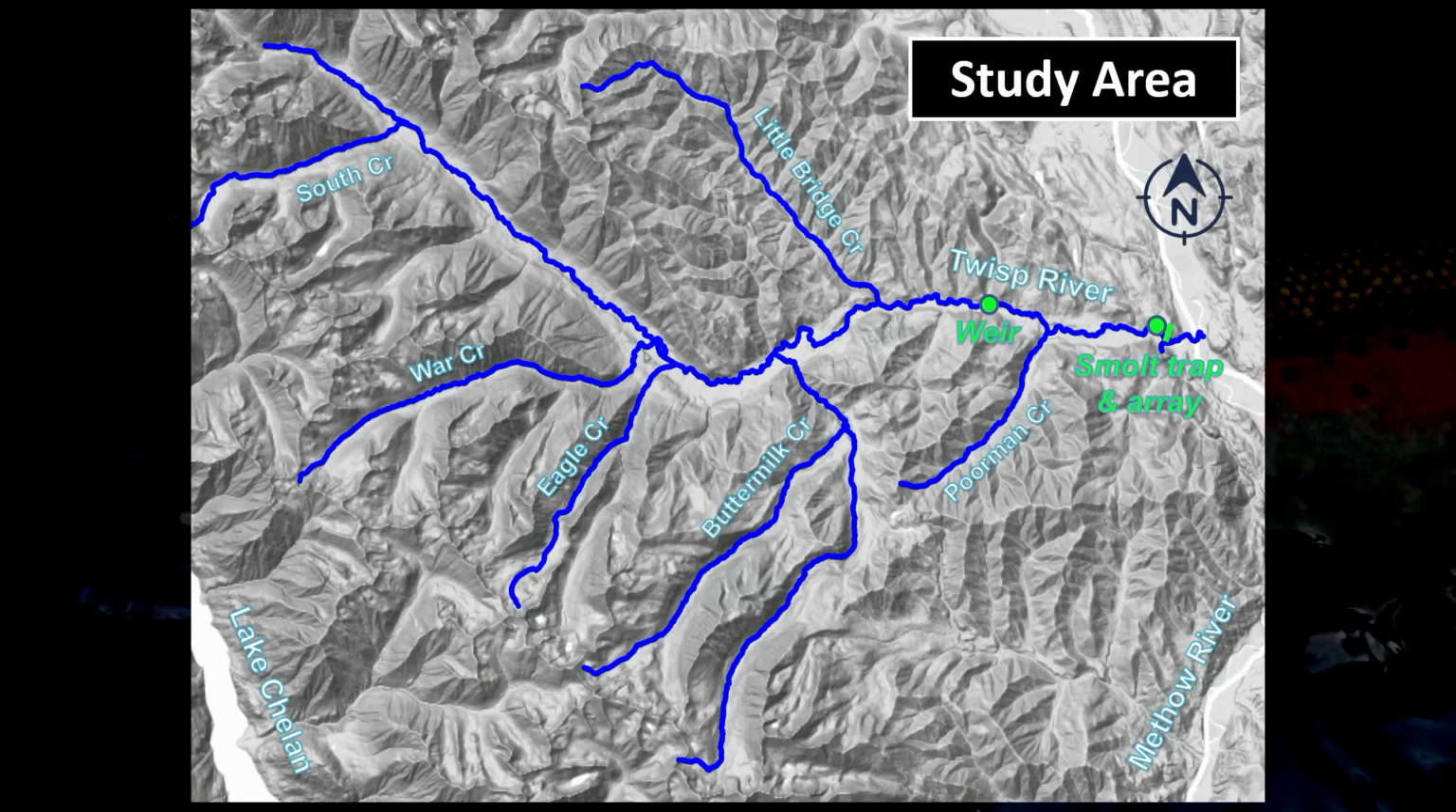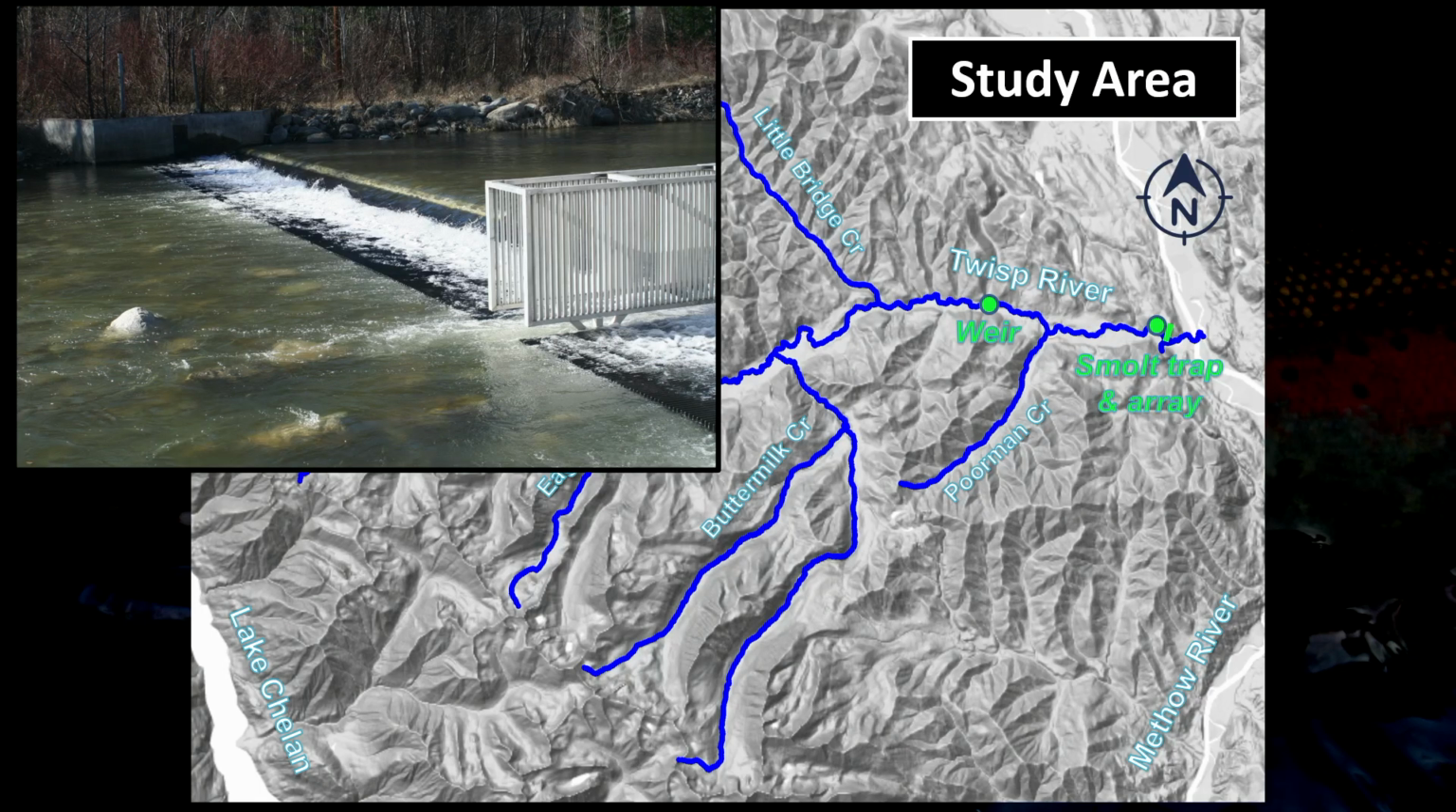So our study area is the Twisp River, and the main thing I want to point out here is that there's a weir at river kilometer 11 constructed by Douglas PUD that allows us to capture adult steelhead. And we also have a smolt trap and PIT array down near the mouth that allow us to capture and detect fish.